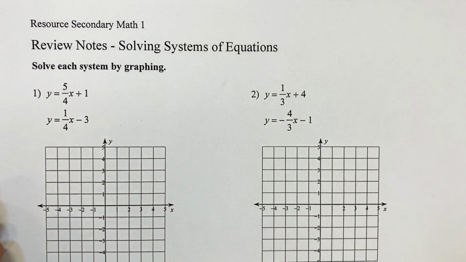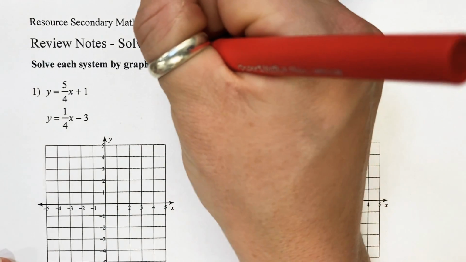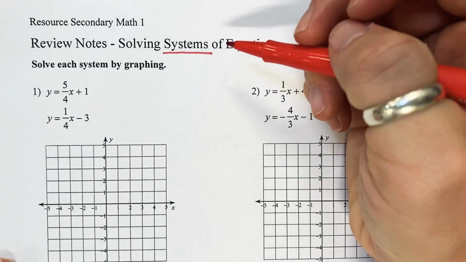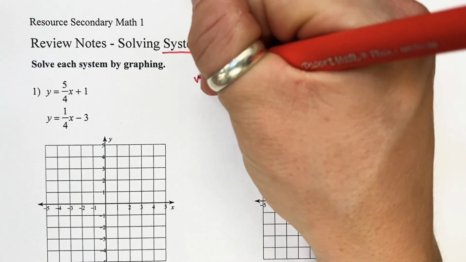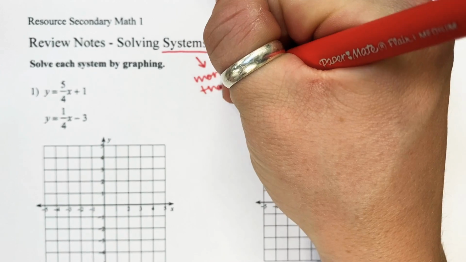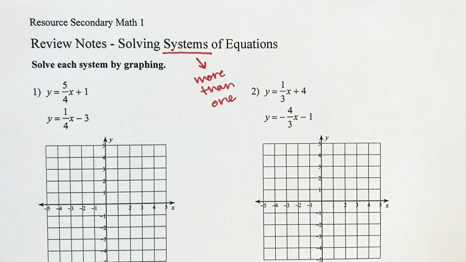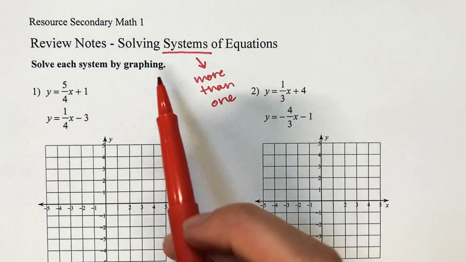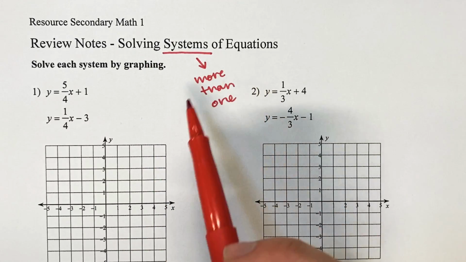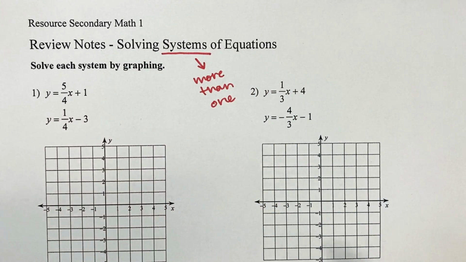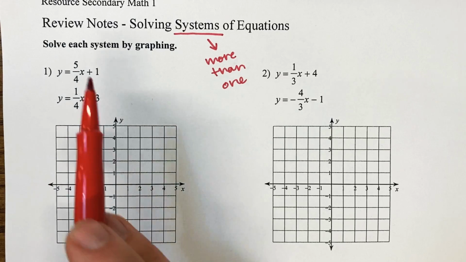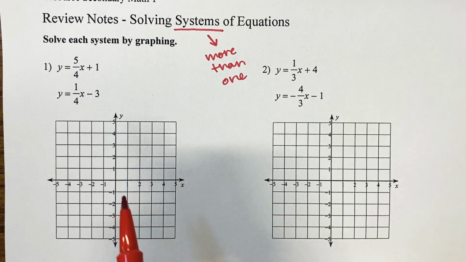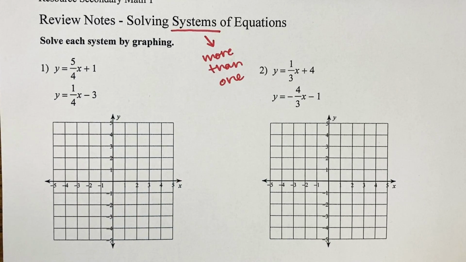Okay, so let's remind ourselves. I know we've talked about this before, but whenever it says a system or systems of equations, it just means more than one equation. Okay, so we're solving systems of equations. We've learned a couple ways to solve systems of equations. The first one we've learned is by graphing. So we're going to take both of these equations and graph them and see where they intersect, because that is our answer.